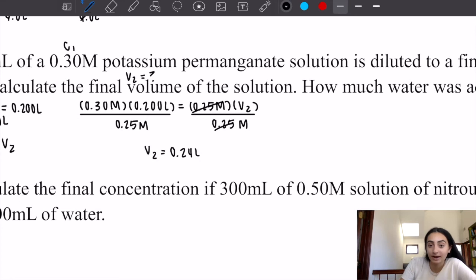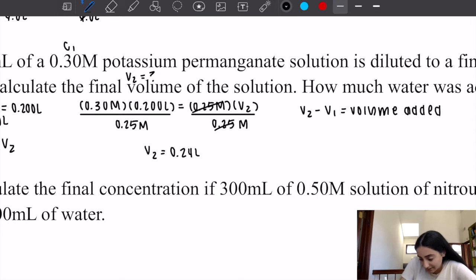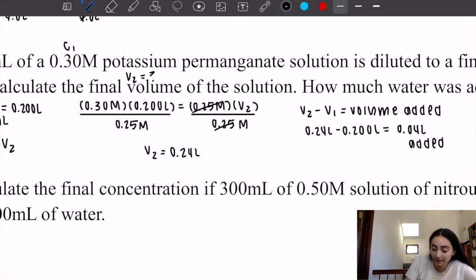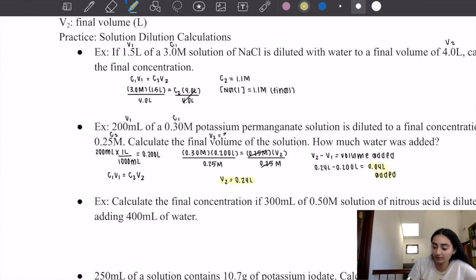So now we want to calculate how much water was added. So we are going to subtract our initial volume from our final volume to get the volume added. So that means we are going to subtract 0.24 liters minus 0.200 liters, and we are going to get 0.04 liters added. So now we have answered that question. So that is another format of dilution questions you might be posed.